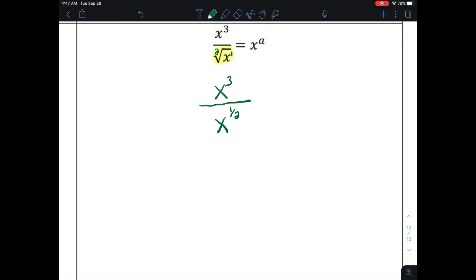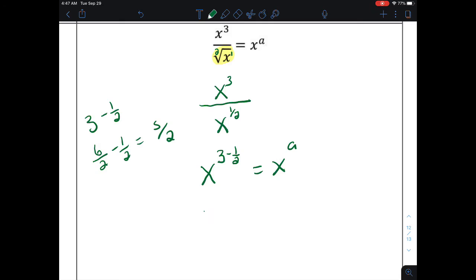Now we're dividing like bases. We use our properties of exponents. When you divide like bases, you subtract your exponents. So it becomes x to the 3 minus 1/2 power is equal to x to the a. Well, I just need to do 3 minus 1/2. I have to have common denominators. So 3 is the same thing as 6 over 2, minus 1 over 2 gives me 5 over 2. So my left side of my equation is x to the 5 over 2 power, is equal to x to the a. So that tells us that a is equal to 5/2.